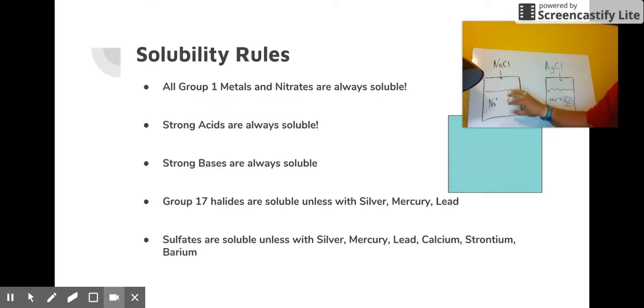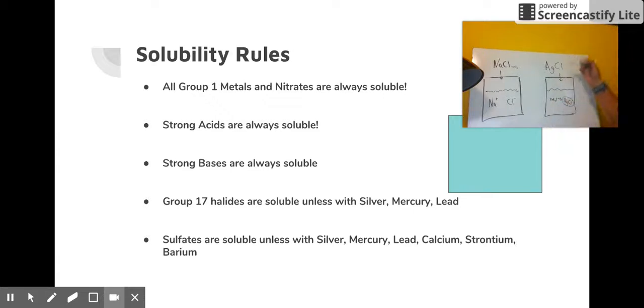Whenever you see this written in a chemical equation, you'll have a little aq written beside it, like you have little s's for solids, little g's for gases, and little l's for liquids. This will be represented as aq, and what that means is that it's soluble in water. It will split apart into its separate ions when it's in water.